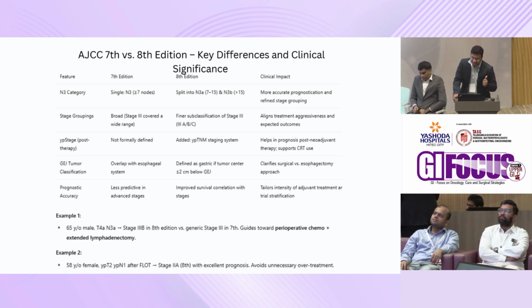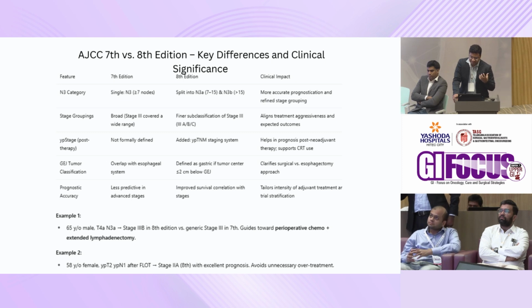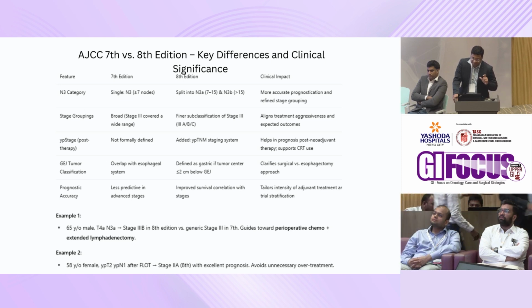A very good addition is the yp stage. After neoadjuvant therapy, earlier you were not restaging, you were going back to clinical staging, but now you have a dedicated stage post neoadjuvant therapy. And also there's a change in the classification of GE junction tumors. It's defined as gastric if the epicenter of the tumor is 2 centimeters below the GE junction. A small example of how that helps: a patient who has shown a very good response now becomes stage 2A, and then you can avoid unnecessary overtreatment.